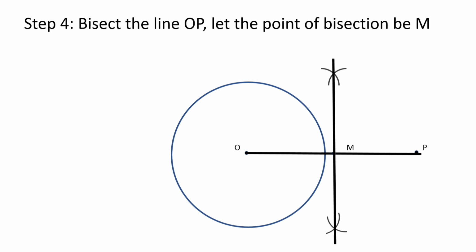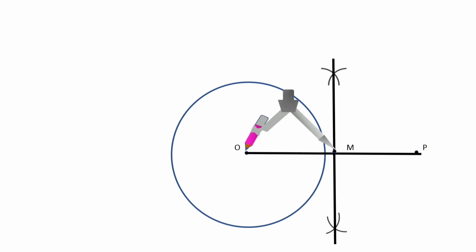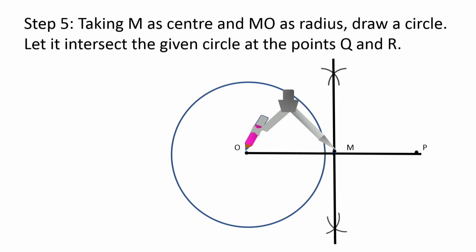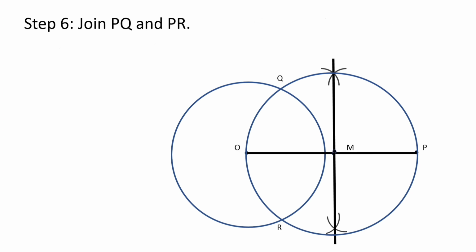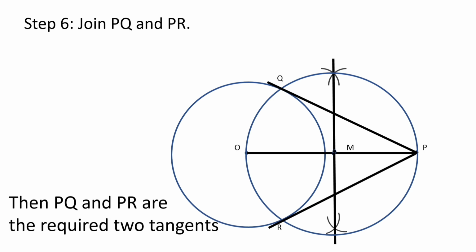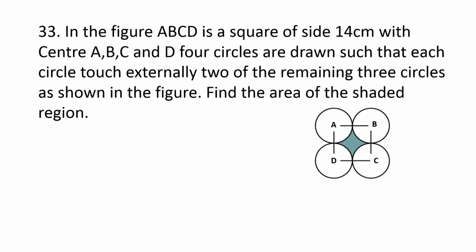Let the point of bisection be M. Step 5, taking M as a center and MO as radius, draw a circle. Let it intersect the given circle at points Q and R. Step 6, join PQ and PR, then PQ and PR are the required tangents.